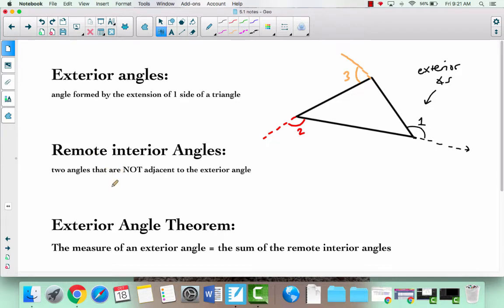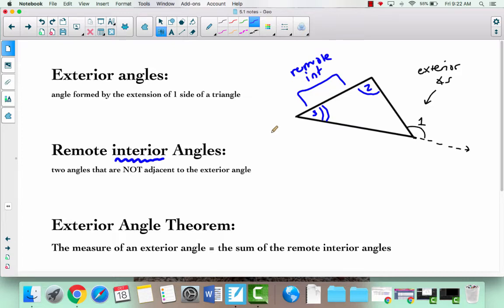The next vocab word is what we call remote interior. So if I am looking for remote interior, first off the key is that they are inside the triangle. And we also look at the word remote. Here remote means far away. So it says two angles that are not adjacent to the exterior angle. So if I know angle 1 is my exterior angle, then I want the two angles inside of the triangle that do not touch angle 1. So that would be these angles here, 2 and 3. So this angle and this angle would be considered our remote interior because they do not touch angle 1 and they are inside the triangle.